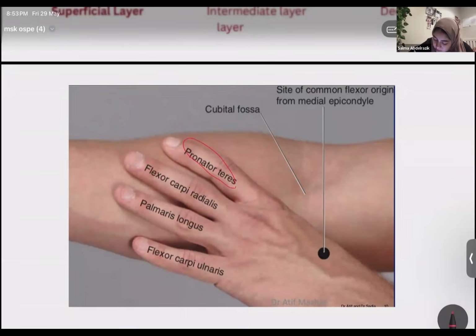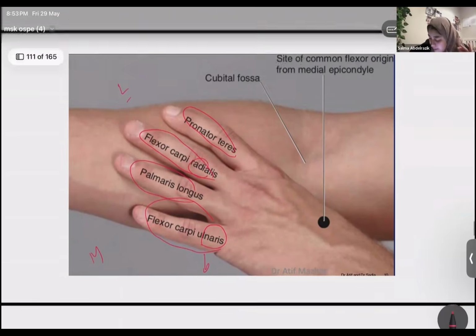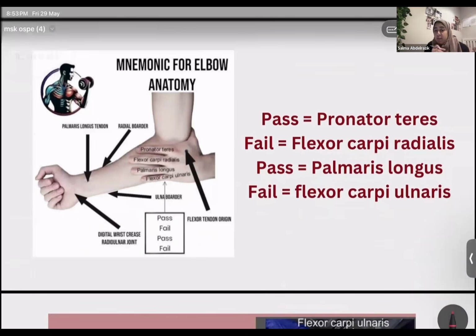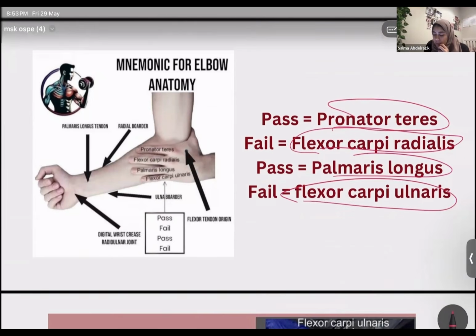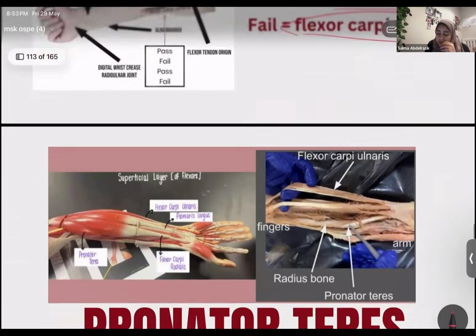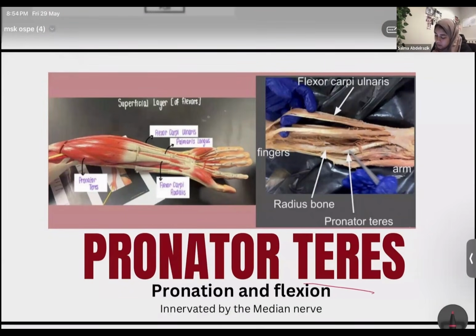You start off with pronator teres, flexor carpi radialis, palmaris longus, flexor carpi ulnaris, because you're moving from lateral to medial. Ulnar is medial, radius is lateral. You just have to memorize, I guess. Let's go through each. Pronator teres pronates, and it's flexing, because we said the flexors of the forearm are supplied by the median nerve. Flexors of the arm are supplied by musculocutaneous.